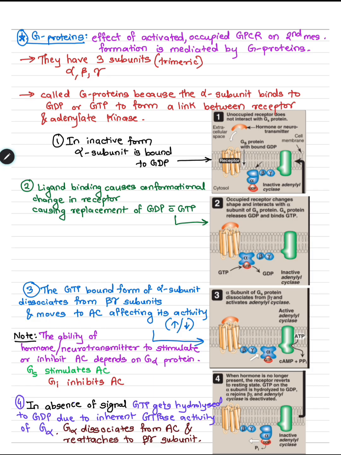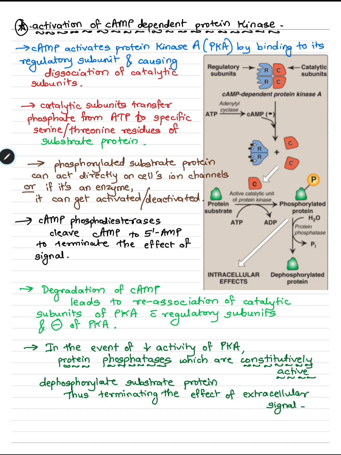And obviously, when this alpha subunit will detach from adenylate cyclase, the inhibition or increase in activity on adenylate cyclase will get reversed, and so whatever action it had on adenylate cyclase further downstream, those actions also will get reversed. So whether it increases or decreases adenylate cyclase activity, let us say that it increases adenylate cyclase activity, so more of cyclic AMP will be formed, and when it is formed, this cyclic AMP activates protein kinase A by binding to its regulatory subunit, causing dissociation of catalytic subunits.